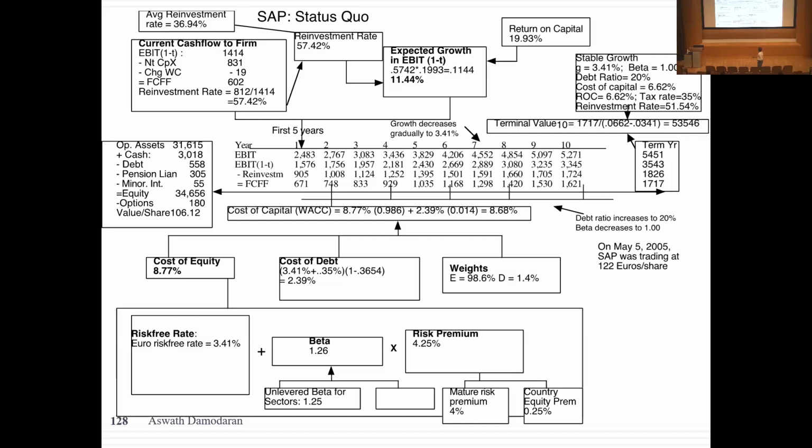This is a valuation I did way back in time, 2005. I'm not going to go through the details, but I'm going to describe what the company was doing. And I want you to think about what you might change in this company, because that's what you care about. What are the levers you can move to make it more valuable? It's a company that reinvests about 57% of its after-tax operating income back in the business. It's a pretty decent return on capital, 19.93%, well above its cost of capital. So it is clearly taking good projects.